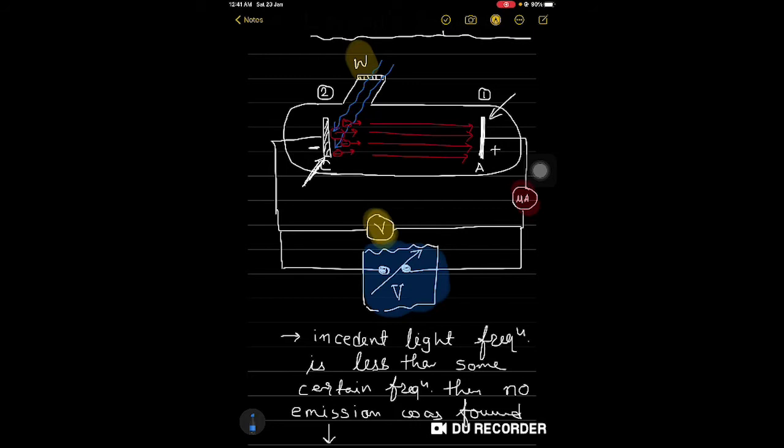And now we will learn how the different parts that we have discussed are studied: the electric current with respect to intensity of radiation, with frequency of incident radiation, with the change in potential difference between plates A and C, and the nature of the material used here. We will discuss how to study this photoelectric effect.